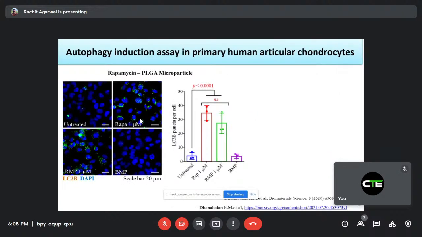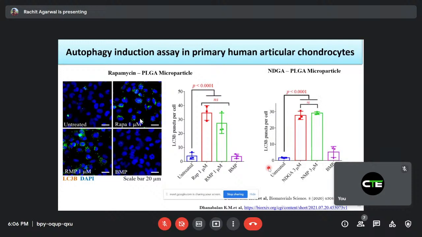Then we tested these particles. We first looked at whether it actually induces autophagy. This is an LC3B staining, and you see very nice puncta of LC3B if autophagy is active. So we do find that if we give free drug as well as the particle in a cell culture dish, both of them work quite well. So our drug is actually potent inside these microparticles. Similar results were again obtained for NDGA.